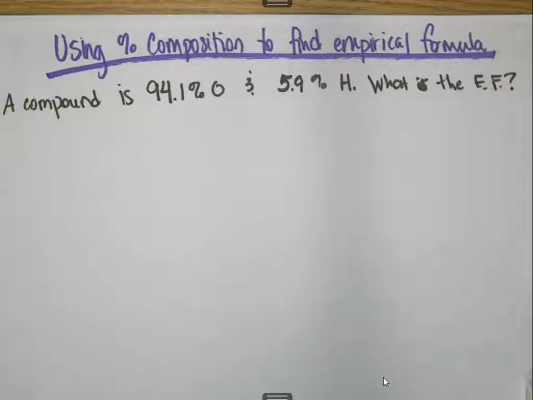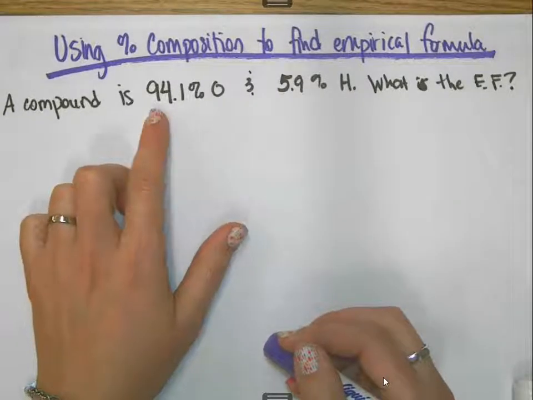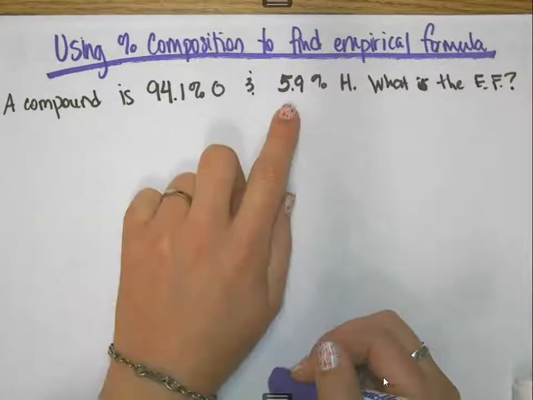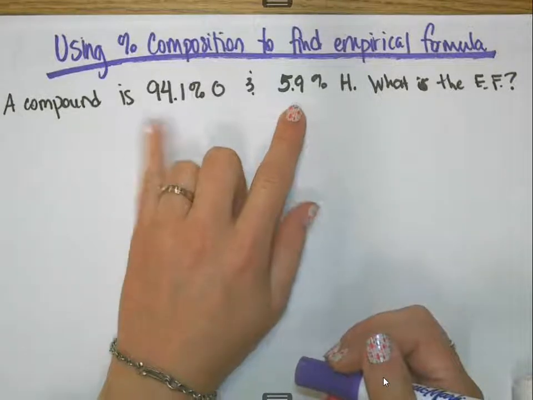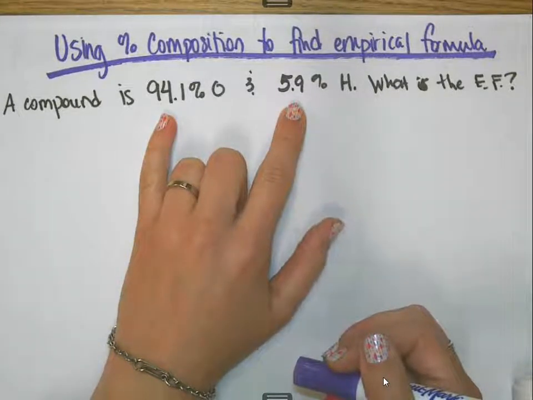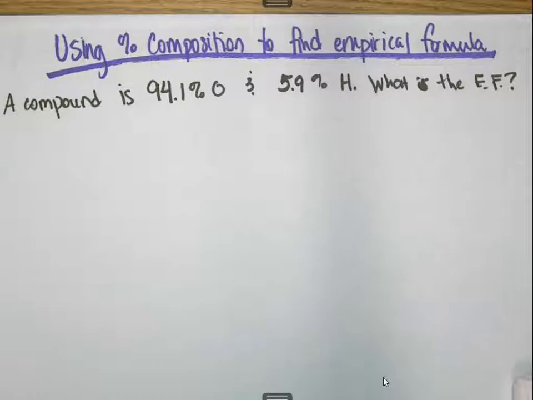Because if I have 100 grams, the whole idea is that 94.1% of 100 would be 94.1 grams, and 5.9% of 100 would be 5.9 grams. If I can convert these to grams, then I can convert grams to moles. And if I do that, I can use the moles as the subscripts that go in my chemical formula.